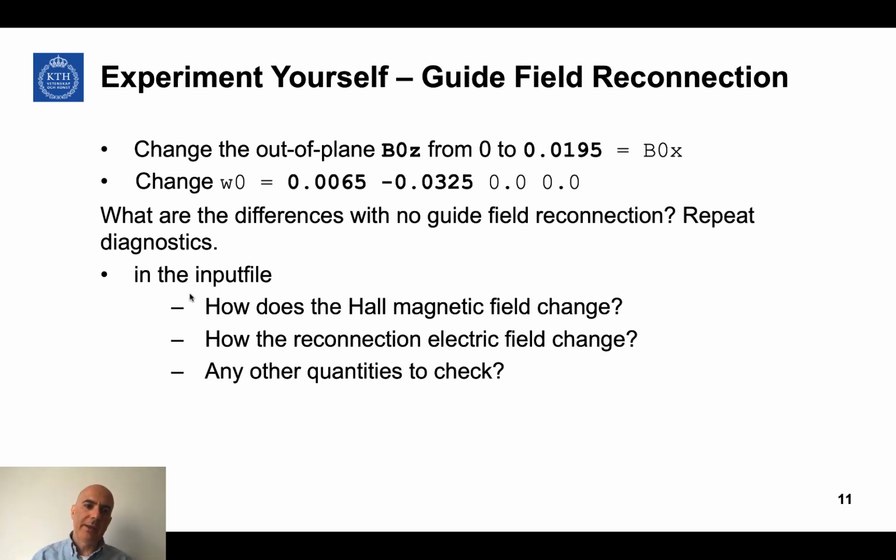You can also check how the reconnection electric field changes, and compare how it is different from the case without the guide field. Is it faster or slower? You get a feeling about it. Also, you can imagine some other quantities that you might want to check when doing simulation of magnetic reconnection, and output using ParaView.